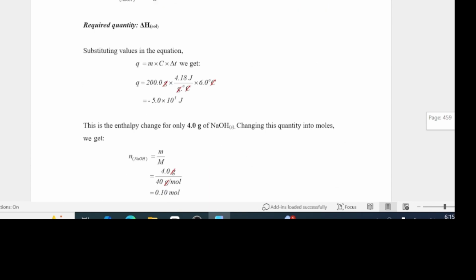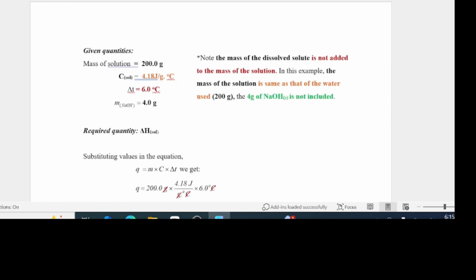So here's the solution. First of all, we identify the given quantities. The mass of the solution is 200 grams. A point to note is this, that the mass of the dissolved solute is not added to the mass of the solution. In this example, the mass of the solution is assumed to be the same as the mass of water. The 4 grams of NaOH is not included.